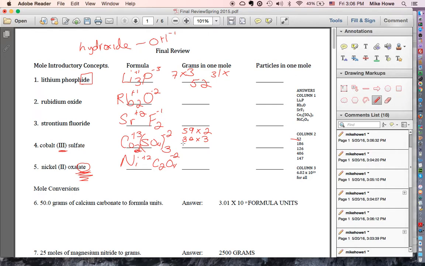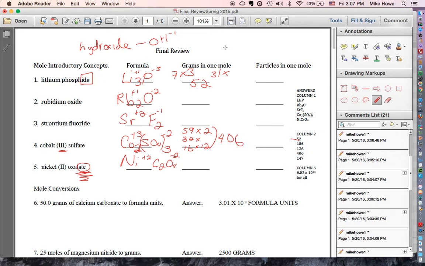Oxygen is 16. There are 4 oxygens inside the parentheses. There's a 3 outside the parentheses, so we're going to multiply that by 12 because 3 times 4 is 12, and then the weight of the atom is 16. So if you add up 59 times 2 and 32 times 3, which is 96, and 16 times 12, you get a total number of 406. So I just did that to double check my answer, and that's what it says it is over here.